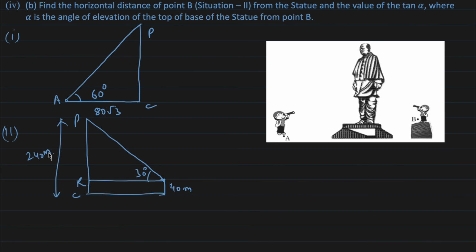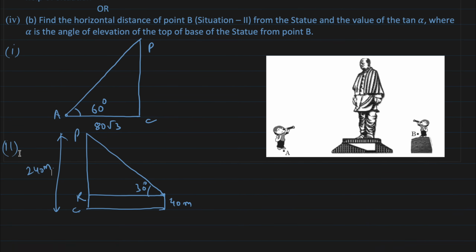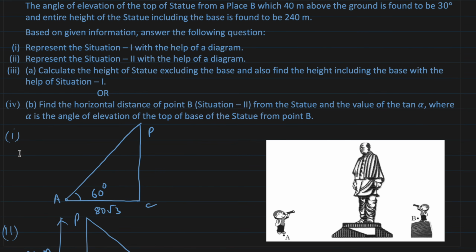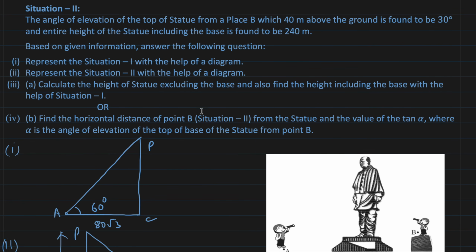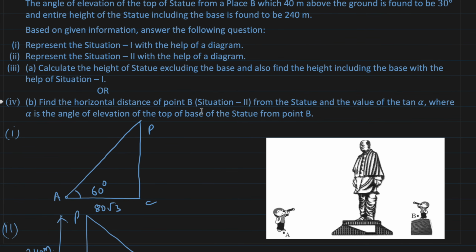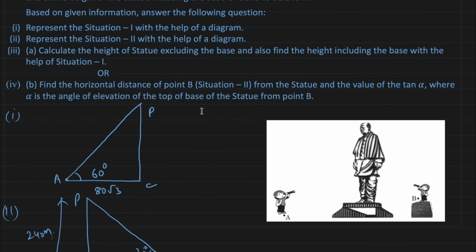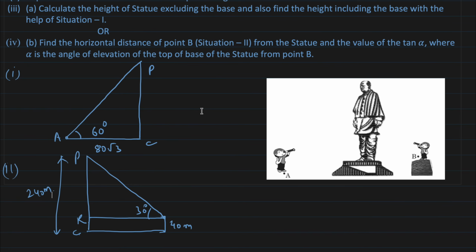OK, now what is the next step saying? What it is asking now: calculate the height of the statue excluding the base and also find the height including the base with the help of situation 1. So in situation 1 the height is given, but on that basis if we have to calculate it, right, we have to calculate PC. Taking it from here, so tan 60 degrees we know.